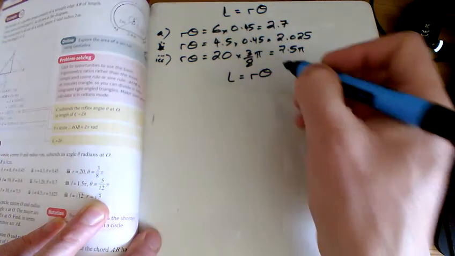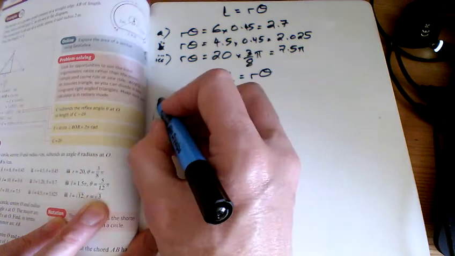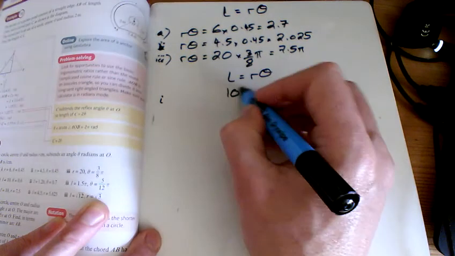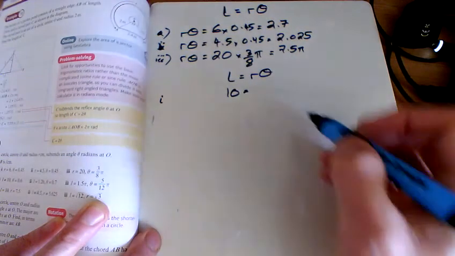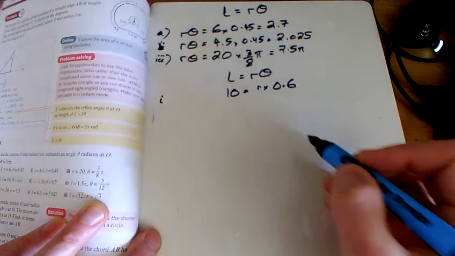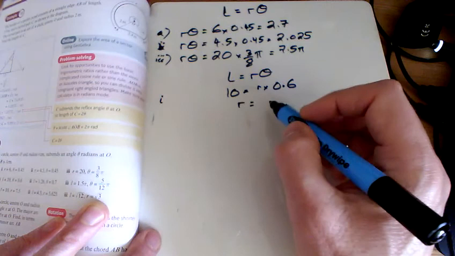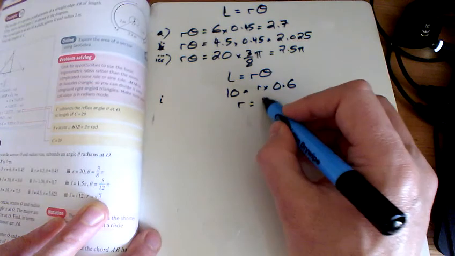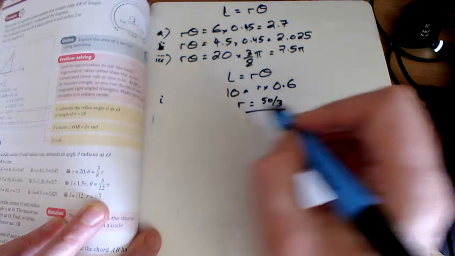For part B, though, you've been given 10 for the arc length, and you've been given that the angle here is 0.6. So we're just going to divide. 10 divided by 0.6 is 50 over 3.